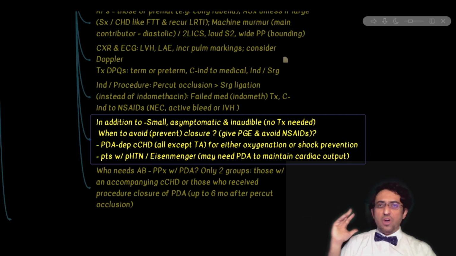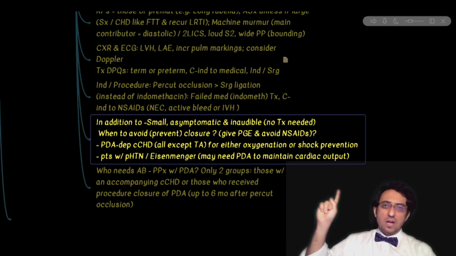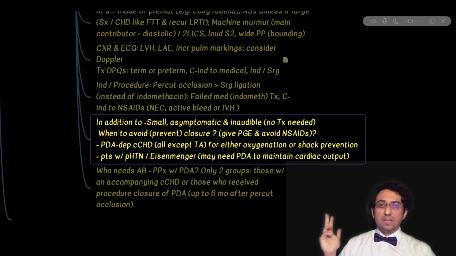Remember, almost all of the cyanotic congenital heart diseases are dependent on some form of left to right shunt for either oxygenation or for maintenance of the perfusion and cardiac output. Otherwise, the neonate would go to shock. Perhaps the only exception is truncus arteriosus. Now, PDA is not the only type of these left-right shunts. It could be other life-saving shunts such as an ASD, VSD.